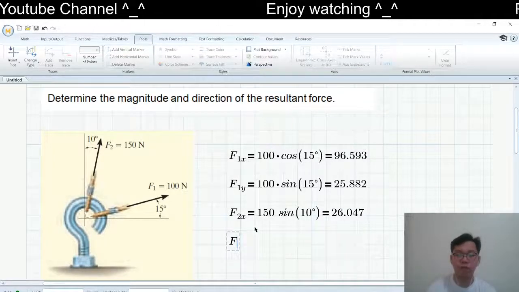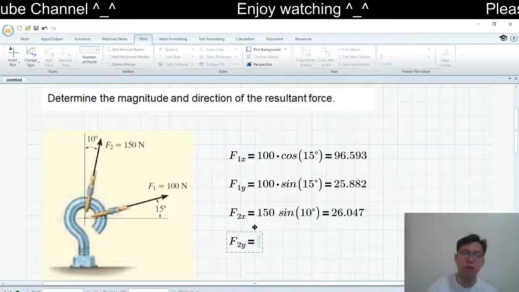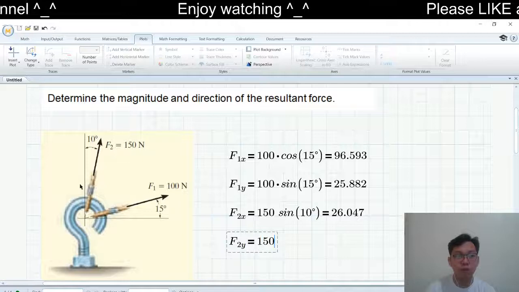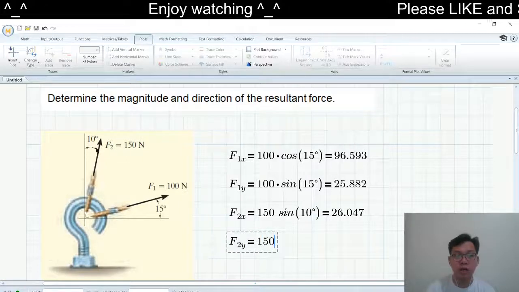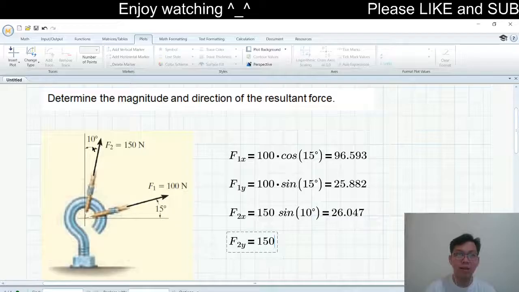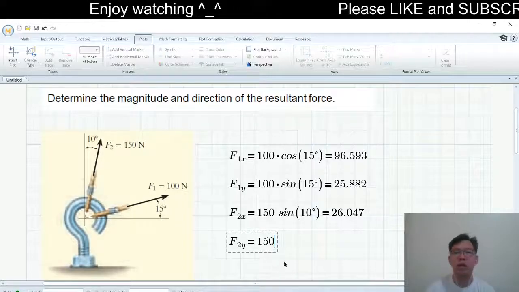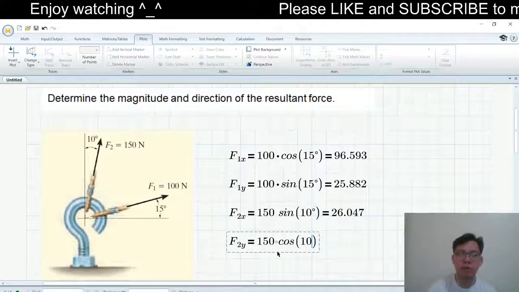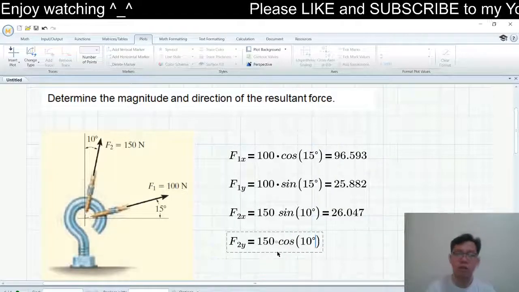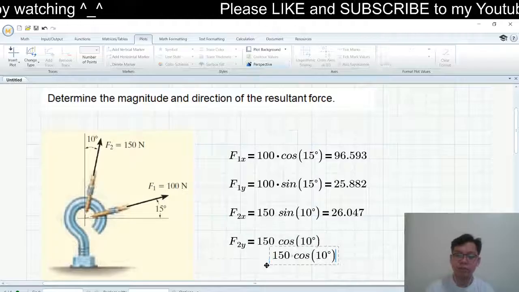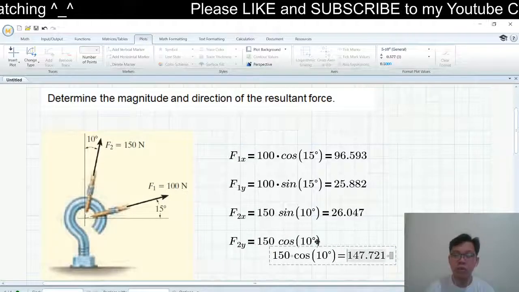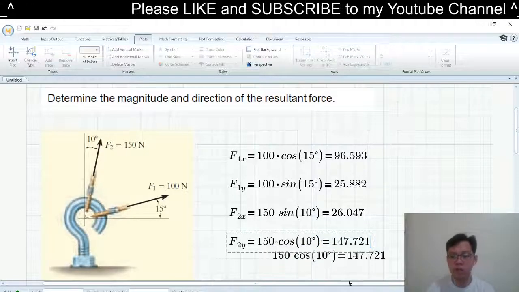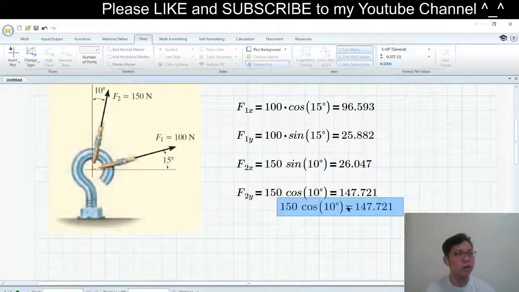Now let's try to solve for the F2y. Ang F2y, same pa din, that's 150, but this time yung y naman ang component. Notice na ang angle between nila is 10, so yung 10 degrees yan yung gagamitin natin. That is actually cosine of 10 degrees. Ano yung sagot na yan? Again, you can actually use your calculator, guys. Walang problema.